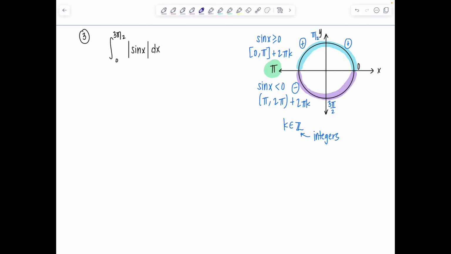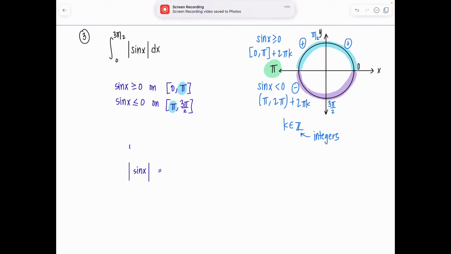Okay, so let's summarize before we write it out. Sine of x is greater than or equal to 0 on 0 to pi. And then sine of x is less than 0, or if you want to put less than or equal to, then just put brackets here, on pi to 3 pi over 2. Okay, so we have to split it at pi. So in the context of this problem, if we want to write a piecewise function for sine x, I'm not going to redefine it for its entire domain. I'm just going to say only on the interval from 0 to 3 pi over 2, we're restricting it.